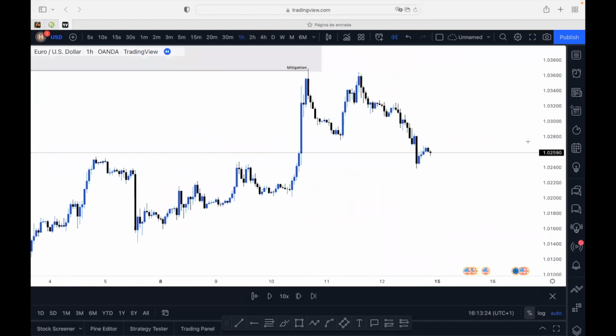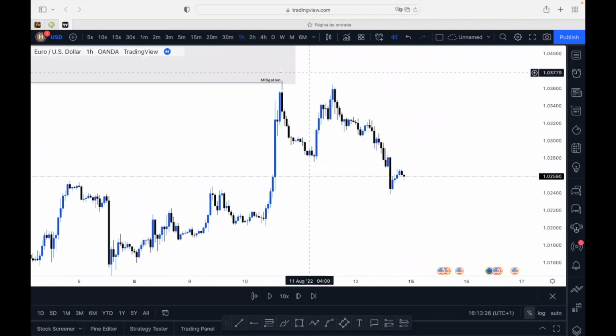And pretty much what we saw was something interesting, right? We had this mitigation right here. This was the first reaction at the daily POI. Then we had price making this low right here. So we had the high and the low, and then we have this bullish reluctancy. Pretty much it's a high reluctancy. It's price failing to give a high.